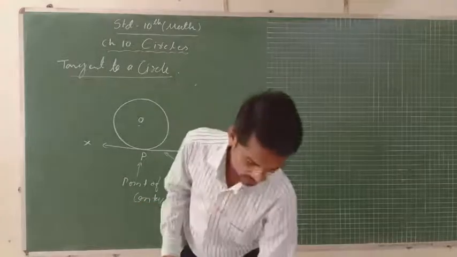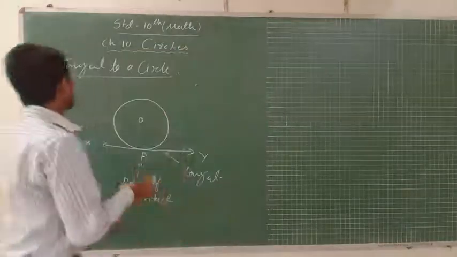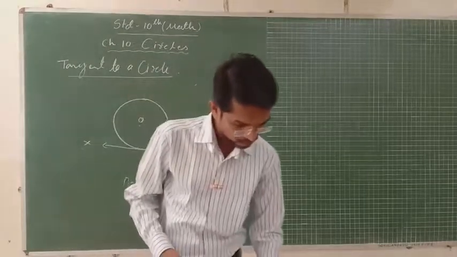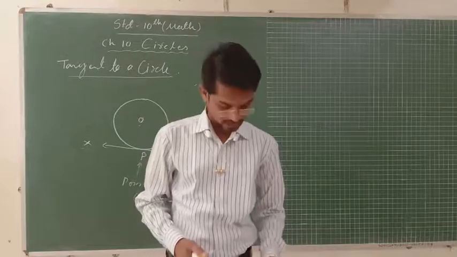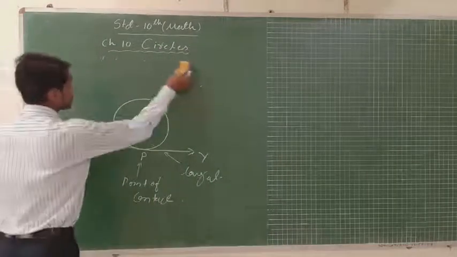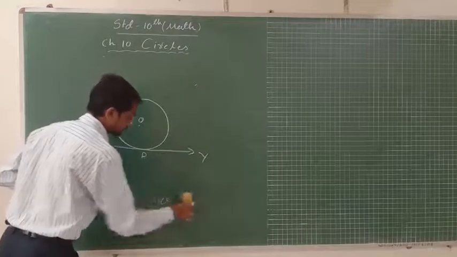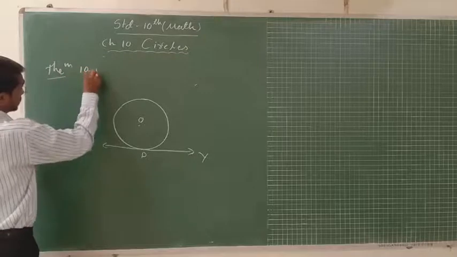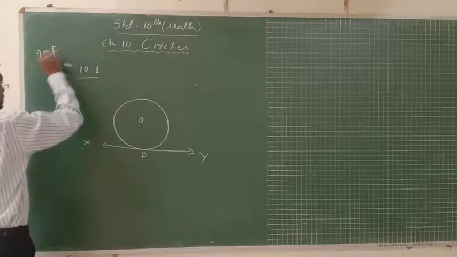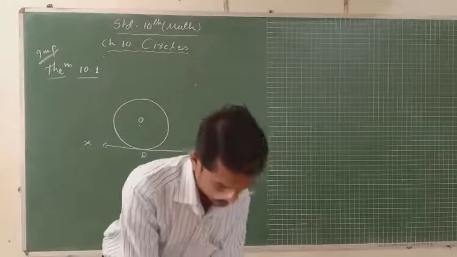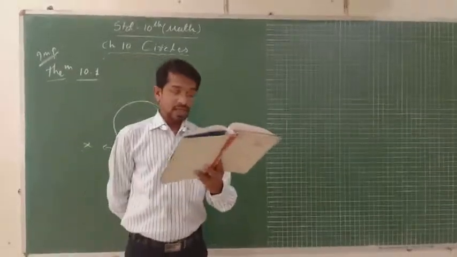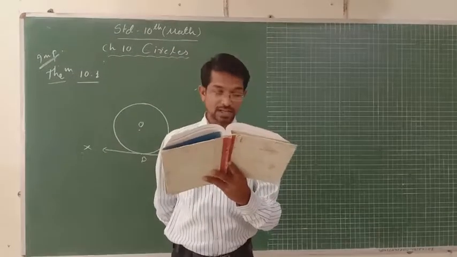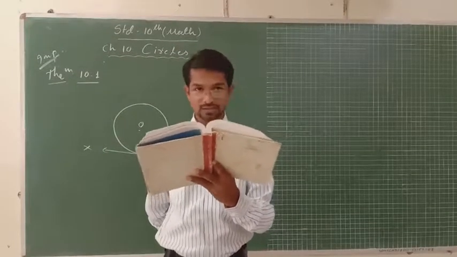Okay. Now, see here, we go for theorem number 1, that is on page number 208, 10.1. See what the theorem is. It is a theoretical way. Theorem 10.1. That is very important again. It is an important theorem. See the statement for that: the tangent at any point of a circle is perpendicular to the radius through the point of contact. That we have to prove.